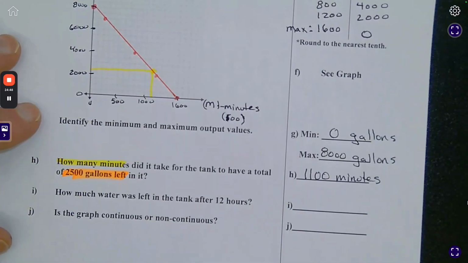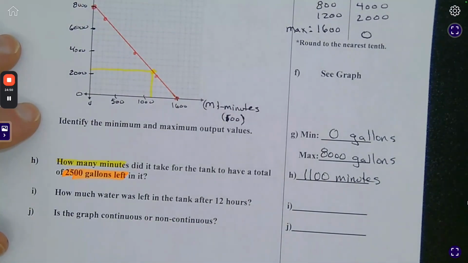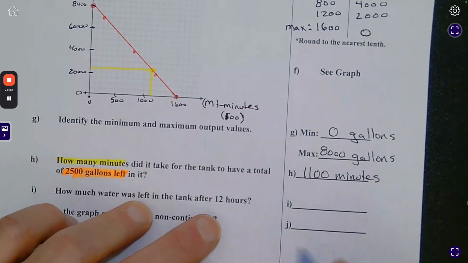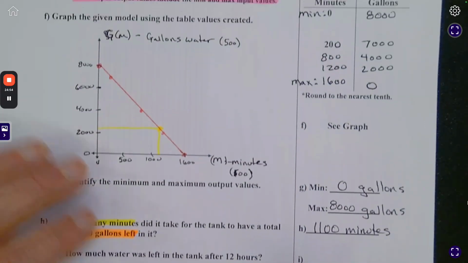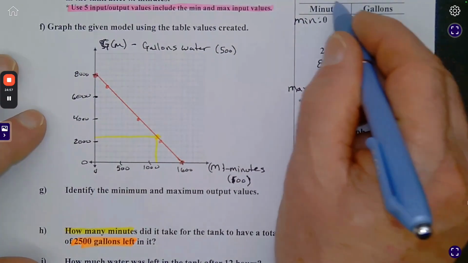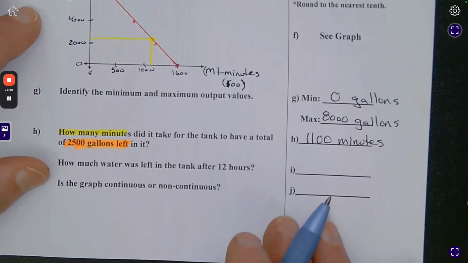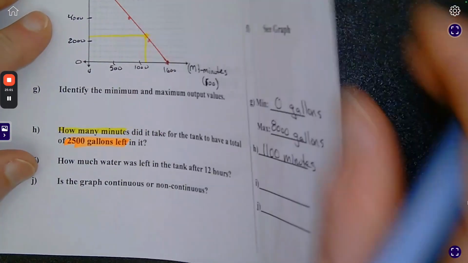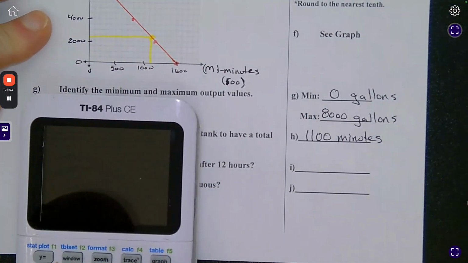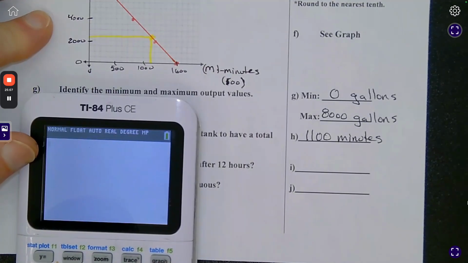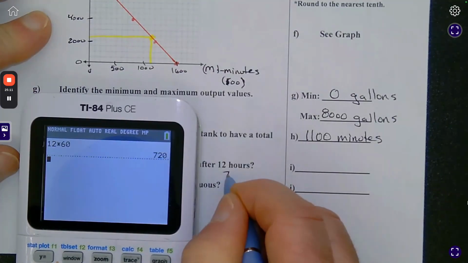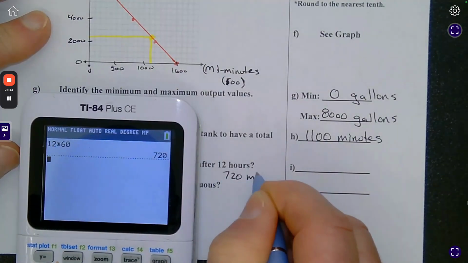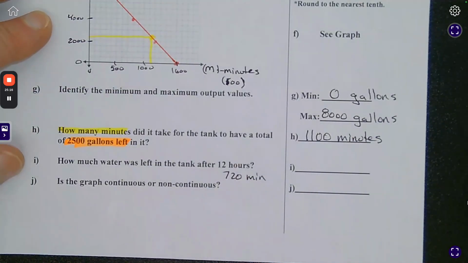Okay, how much water is left in the tank after 12 hours? Whoa, what's going on here? We're not measuring in hours. We're measuring in minutes. So I got to convert these hours to minutes. How many minutes are in an hour? 60. That's right. So I'm going to do 12 times 60. That's the same as 720 minutes.